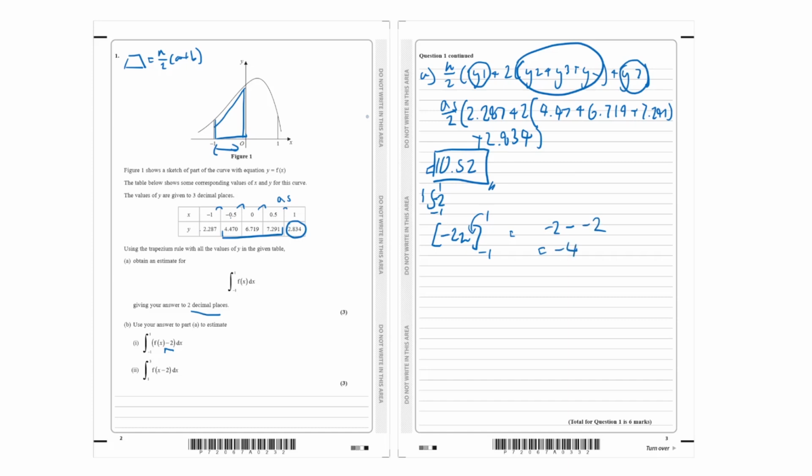So we can actually combine this with our original one, since the integral of f of x is simply equal to 10.52. So we can see this as 10.52 minus 4. This gives us 6.52.